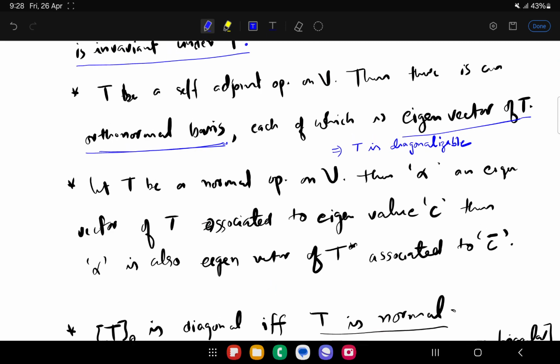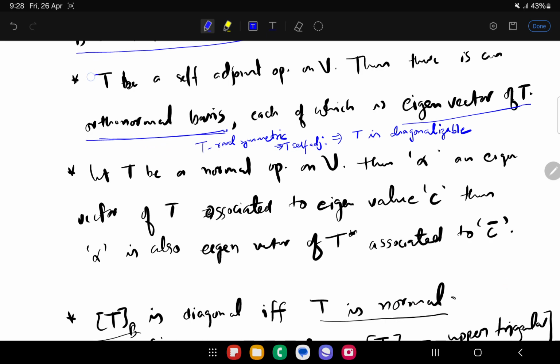So as a corollary, it can be something like: if T is real symmetric, it will imply that T is self-adjoint, and self-adjoint implies T is diagonalizable using this result. Okay.